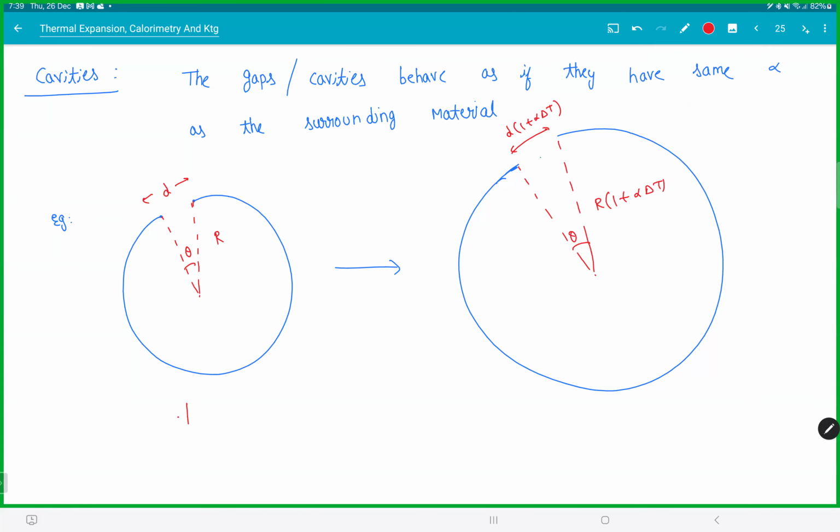So all distances: if you take a body with some cavities and gaps or whatever, and if you mark 2 points, all distances change by a factor of 1 plus alpha delta t. So the cavity will behave as if it doesn't exist.